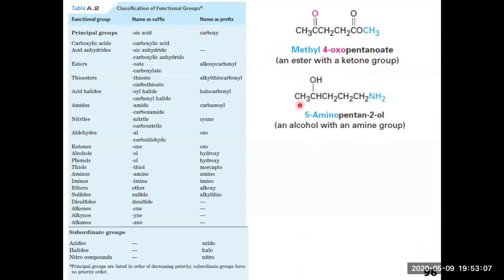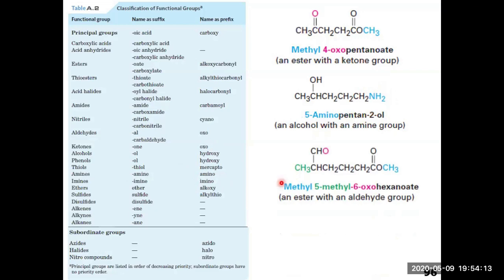For this molecule, we recognize that it has an amino group and an alcohol group. If we refer to our table, alcohols rank higher than amines. So the molecule will be named as an alcohol and not as an amine. In this case, the NH2 group is used as a prefix, and for amines, the prefix will be amino.